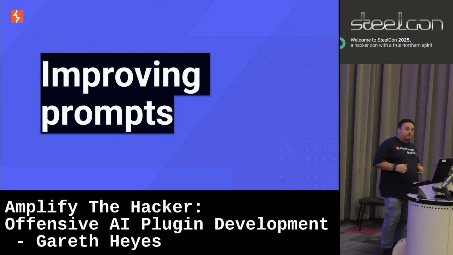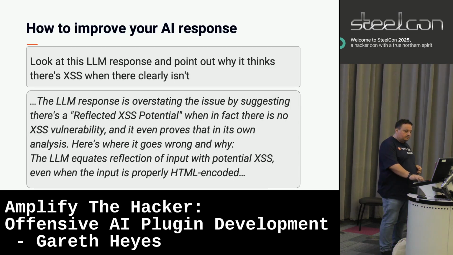I did this for Document My Pen Test. To improve my prompt, I started asking ChatGPT, look at this LLM response and explain why it thinks there is XSS when there clearly isn't. It came back with a detailed breakdown of where the response was going wrong, and that helped me improve it.